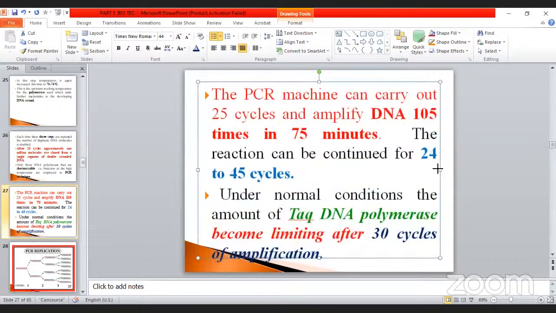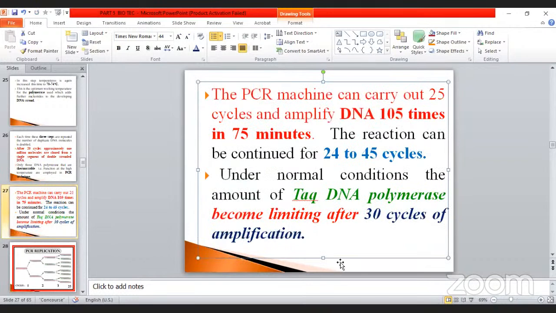Sometimes they may ask the question: the Taq DNA polymerase becomes limiting after 30 cycles. Okay, how many minutes? How many cycles? Like that they may ask the question. Here, already knowing about 75 minutes, how many cycles will be finished? Okay, so these are the important points. They are all asked in the mathematical question aspect, maths oriented.